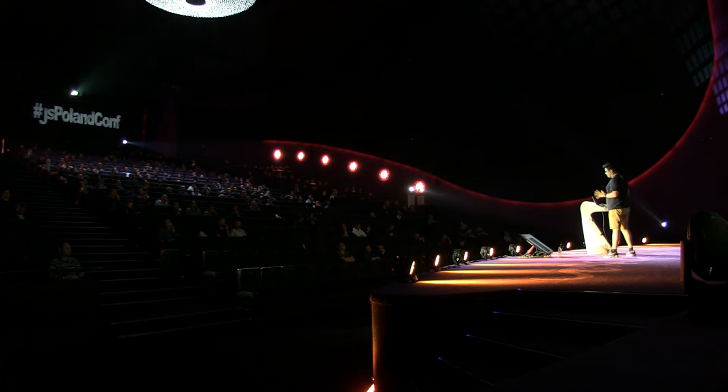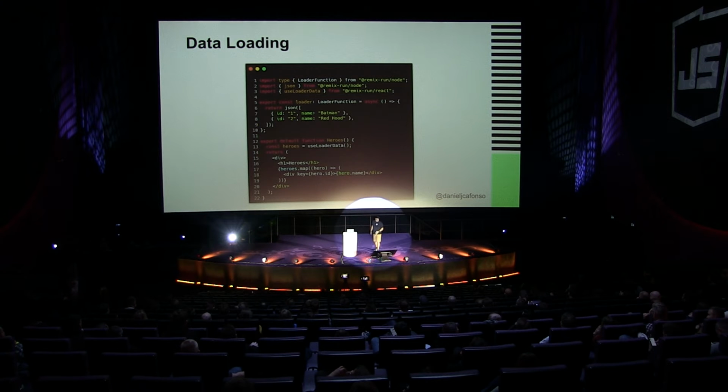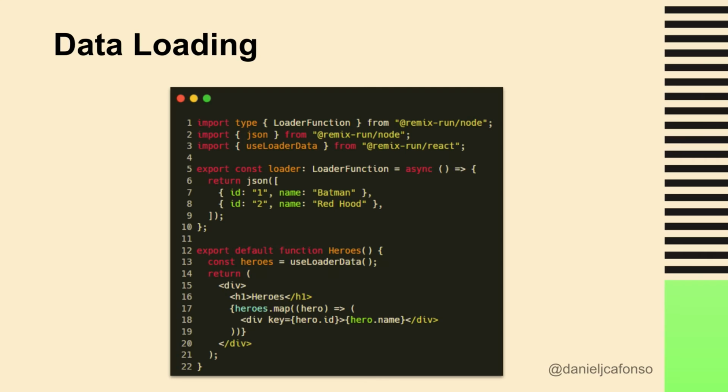The first one is to describe a loader. This loader is a function that will run on the server. You fetch your data, and then you return a JSON. This JSON is pretty much a wrapper of an HTTP response. Then you return this data, and you use your useLoaderData hook. This hook will be responsible for giving you the data that you returned, and now you can render it.